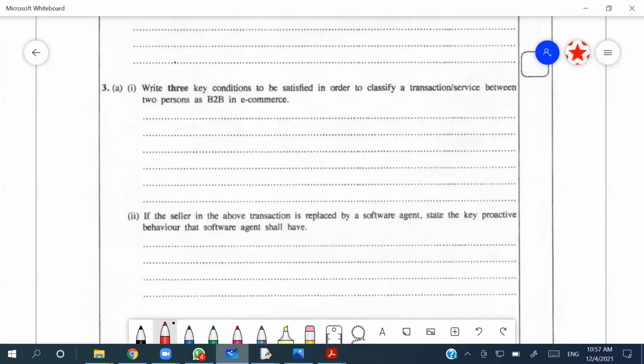Next question: if the seller in the above transaction is replaced by a software agent, state the key proactive behavior that the software agent shall have. So if a seller is there, his proactive behavior is promoting the goods to the customer to make a sale, which will lead to creating profit.